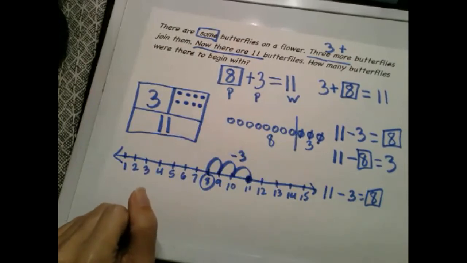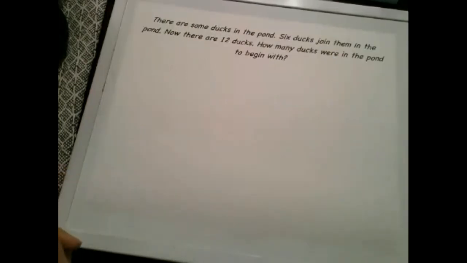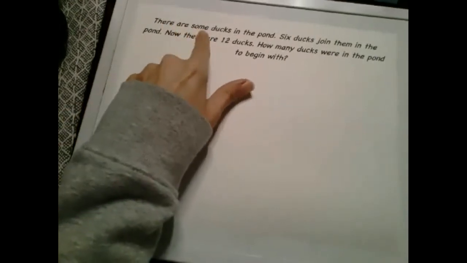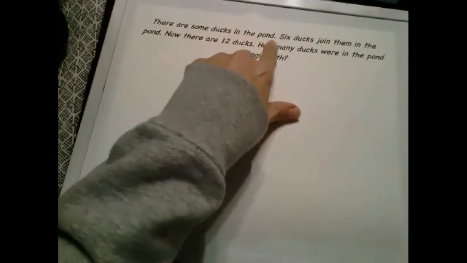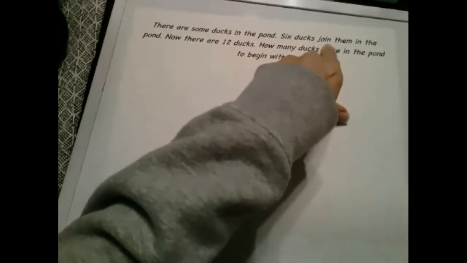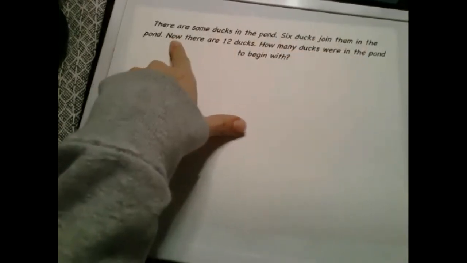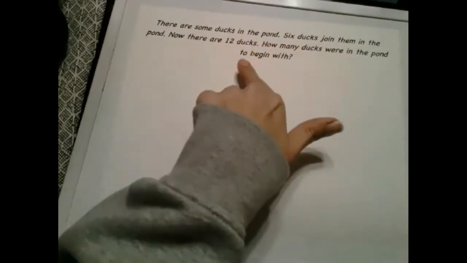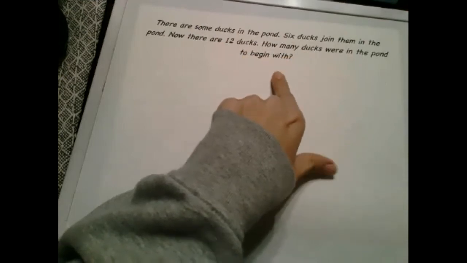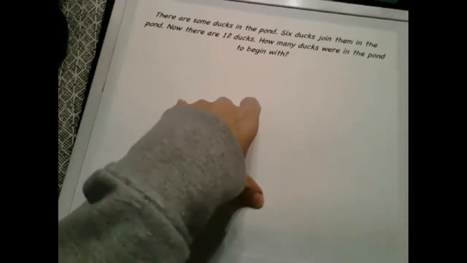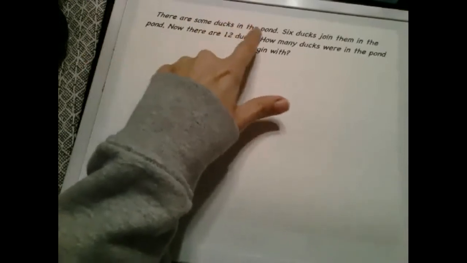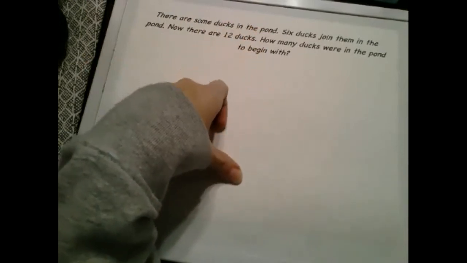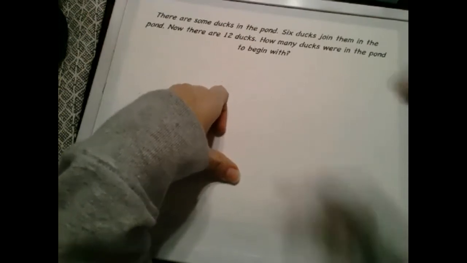Let's look at another. For this problem, it says there are some ducks in the pond. 6 ducks join them. Now there are 12 ducks. How many ducks were in the pond to begin with? Let's think through our problem. There were some ducks in the pond. Do I know how many ducks were in the pond? No. So I am going to put me a box.